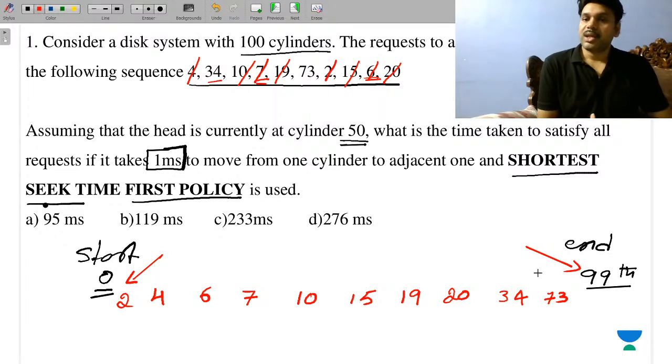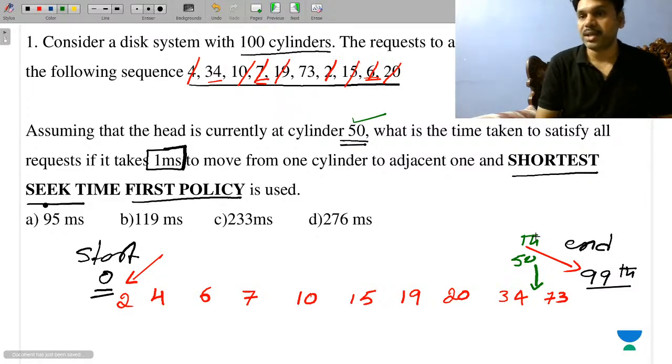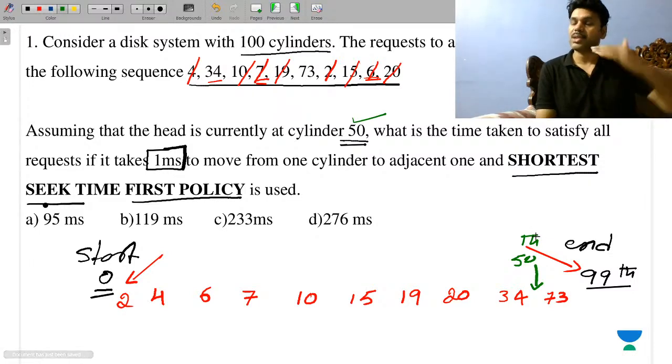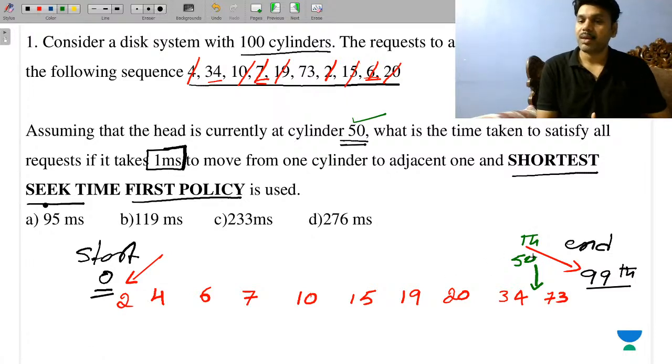So when you are saying shortest seek time, you must be given the head position. Right now it is at the 50th position. That means in between this, this is your 50th position right now. So here the previous request was made. That's the meaning of current head position, it means some history happened. From there we are continuing. So now we are going to use the shortest seek time.